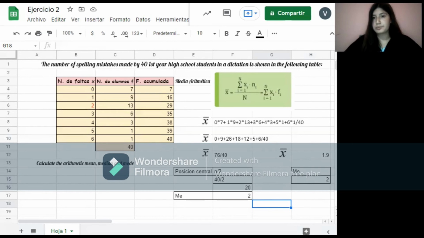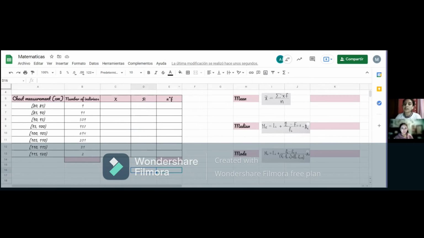Next, we are going to present an easy and fast way to obtain the mean, median, and mode with grouped data by means of ticks. For this, we'll have the following table as an example, where we can see reflected the thorax measurements of a group of adult males. And with this data, we will calculate the mean, median, and mode.